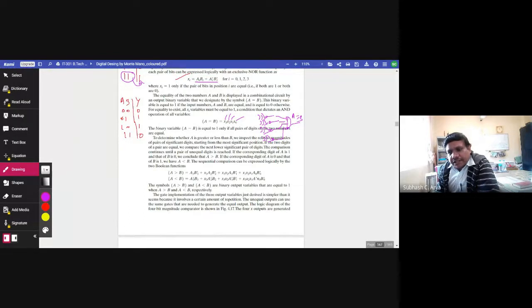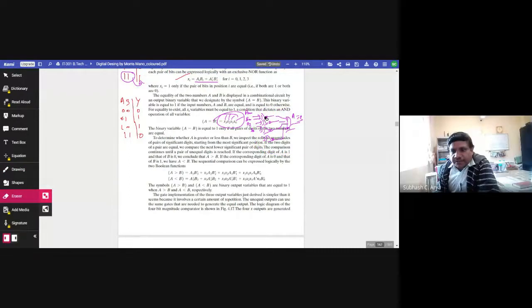And here we have A0, B0, this one will be A1, B1, and so on. So this way we can realize this logic with the help of exclusive NOR gates and an AND gate. So this is one third of the circuit of the entire magnitude comparator. Got it?